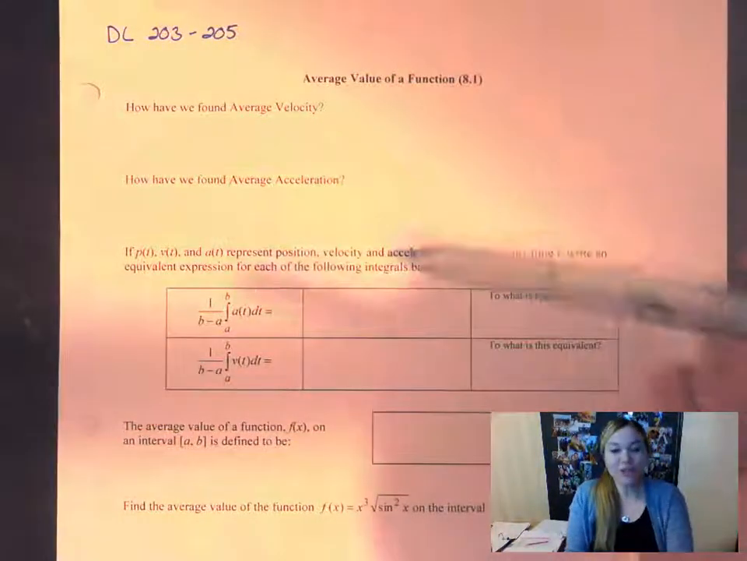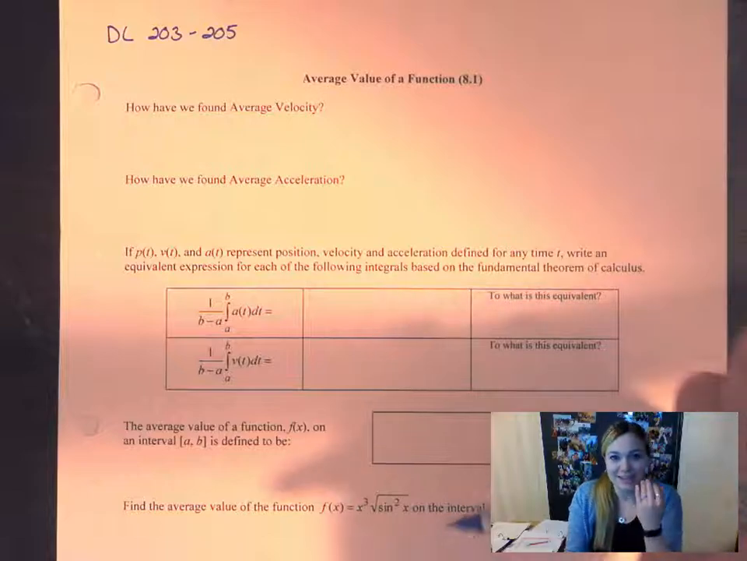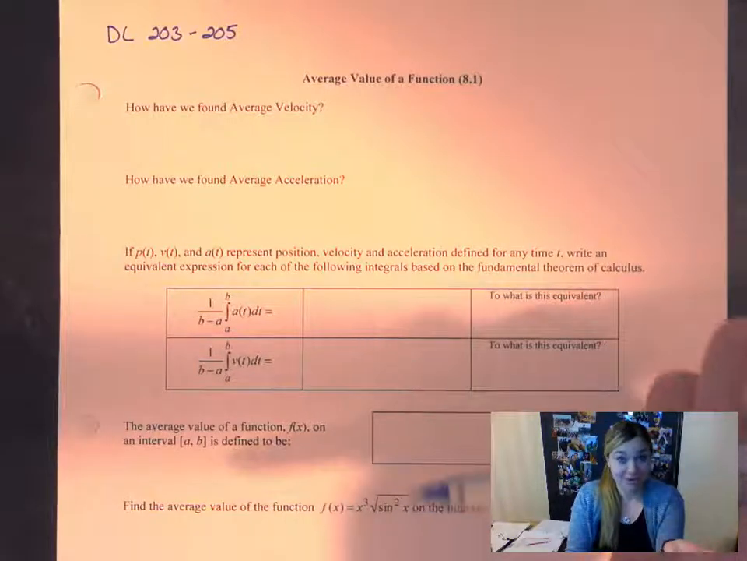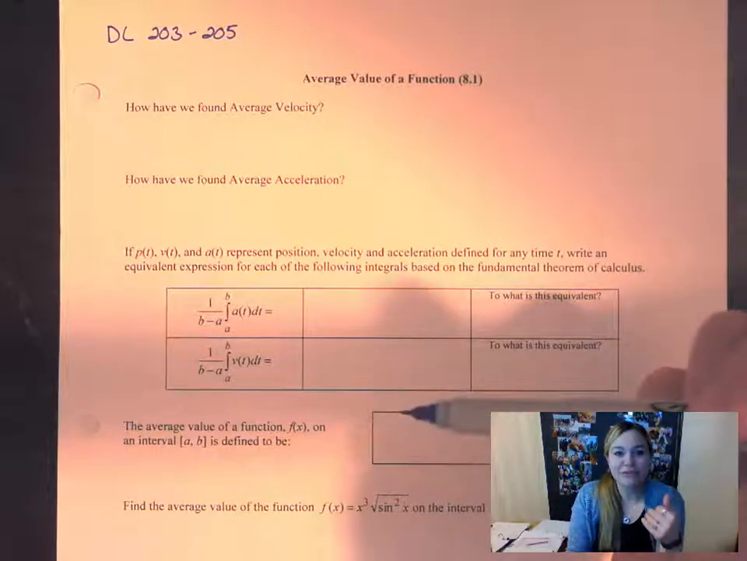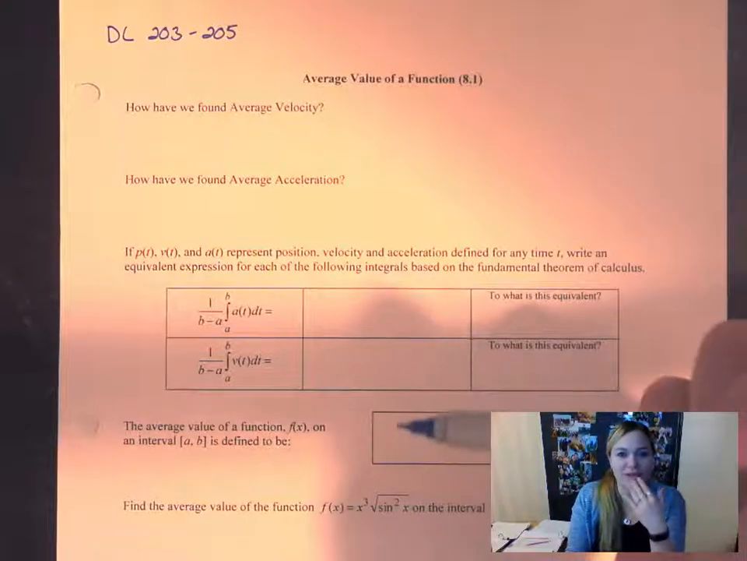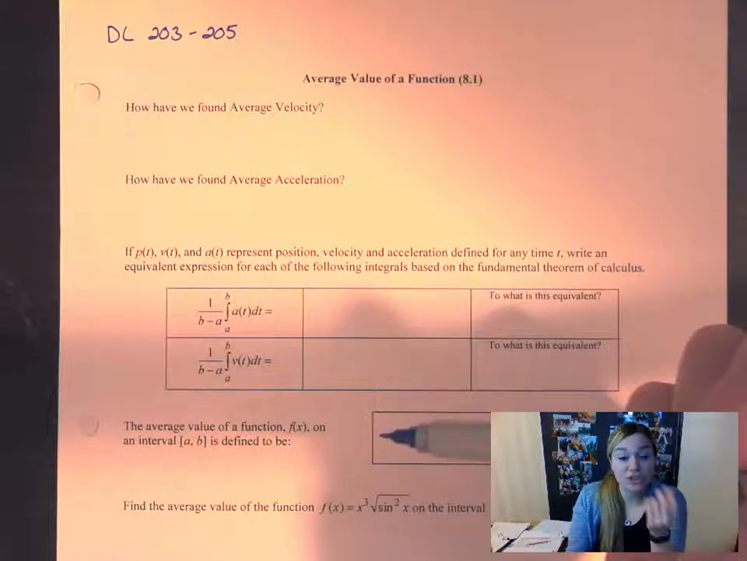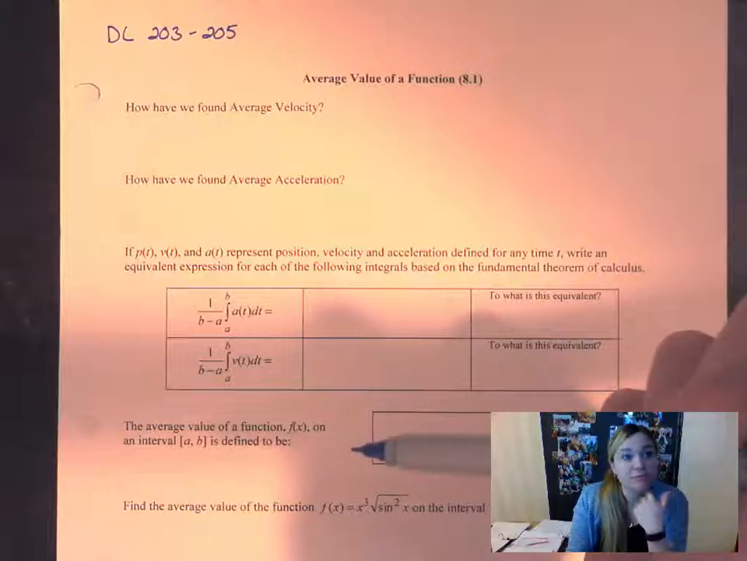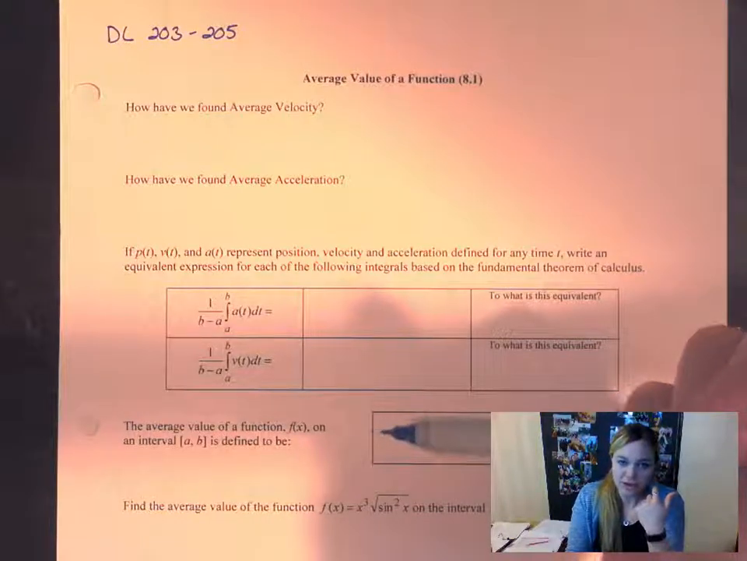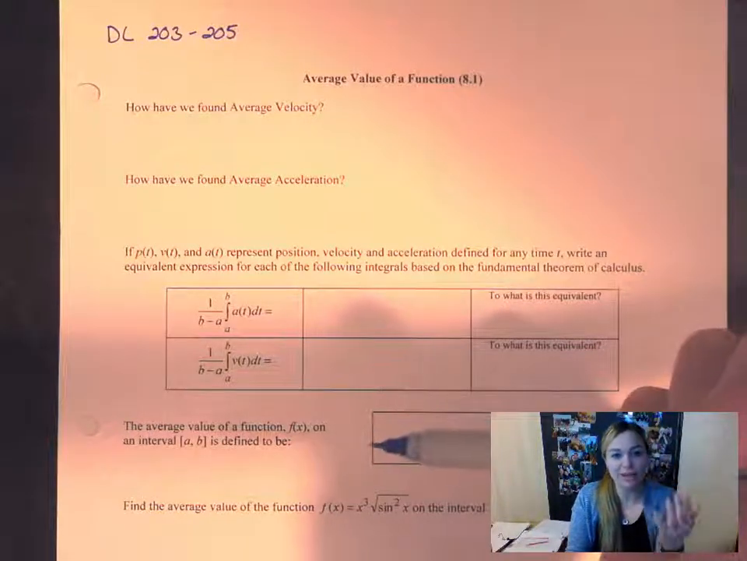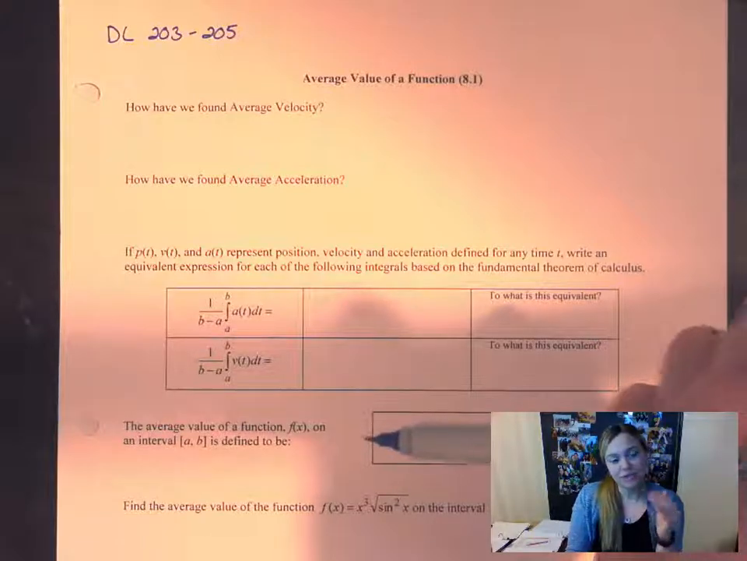So this first question says, how have we found average velocity? You may be thinking, I don't know. So let's think about this. Average velocity. What would be a good unit for average velocity? Or just velocity? Meters per second is a pretty common one. You could do miles per hour. You could do any other position over some time.